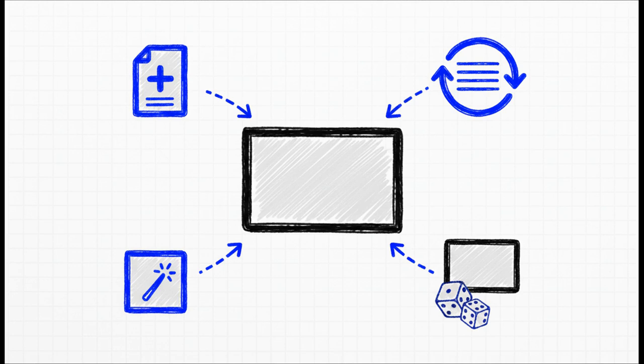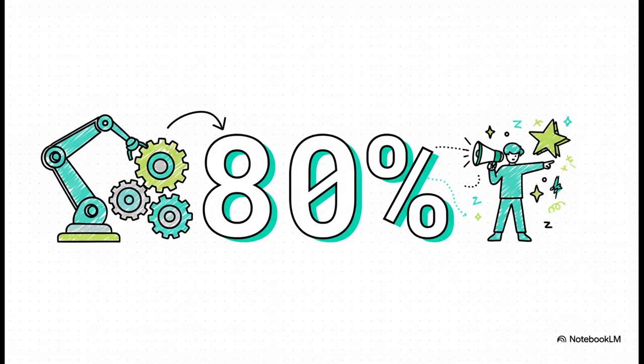Need to add a whole new section? Just type it in. Want to rewrite some text to sound punchier? The AI can do that for you. You can even have it create and drop in AI images right there. And hey, if you just don't like the layout of a slide, one click, and it completely redesigns it for you.